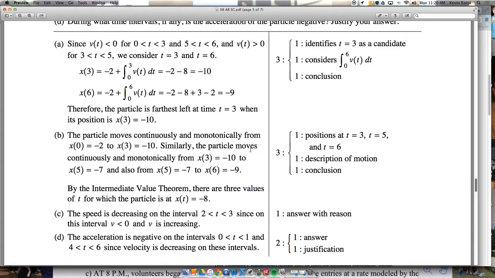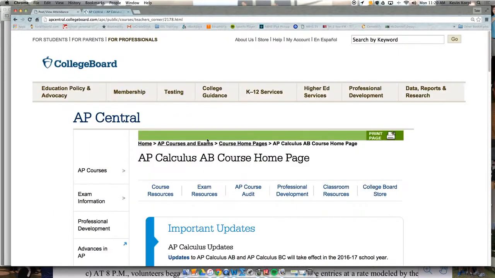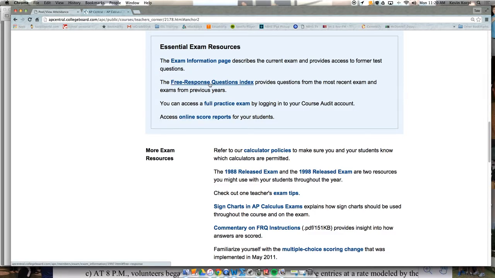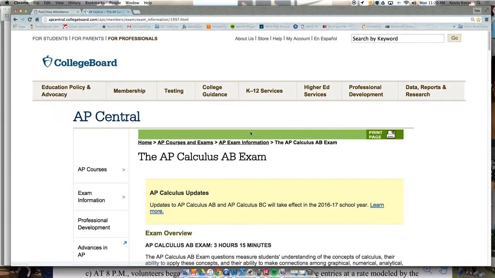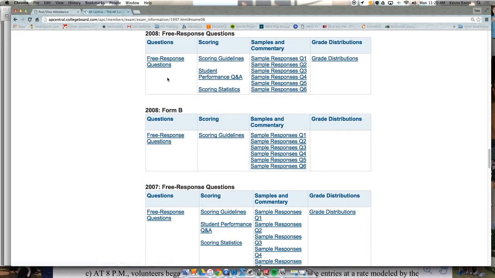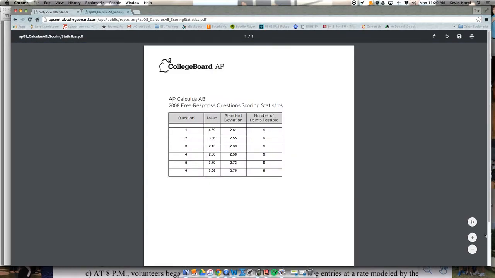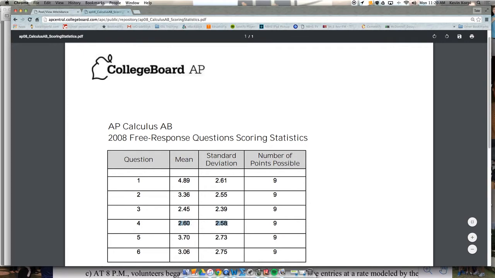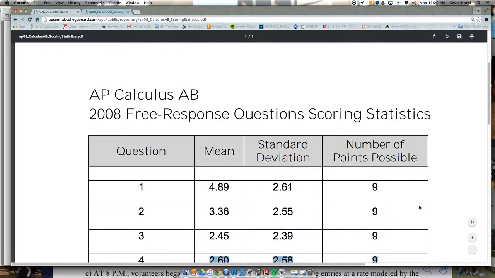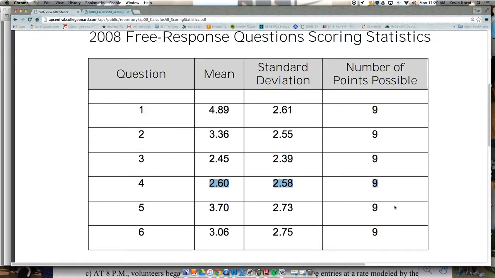Way to go, us. Now, what I was trying to do is see what the national average was on this. So if I can get to exam resources, free response, they've kind of changed it around here a little bit. 2008, scoring statistics. It was question number 4, right? There we go. Question number four. The average student on this question in 2008 got 2.6 points out of 9 with a standard deviation of 2.5. So roughly, 68% of the people who took the test scored between 0 points and 5 points.